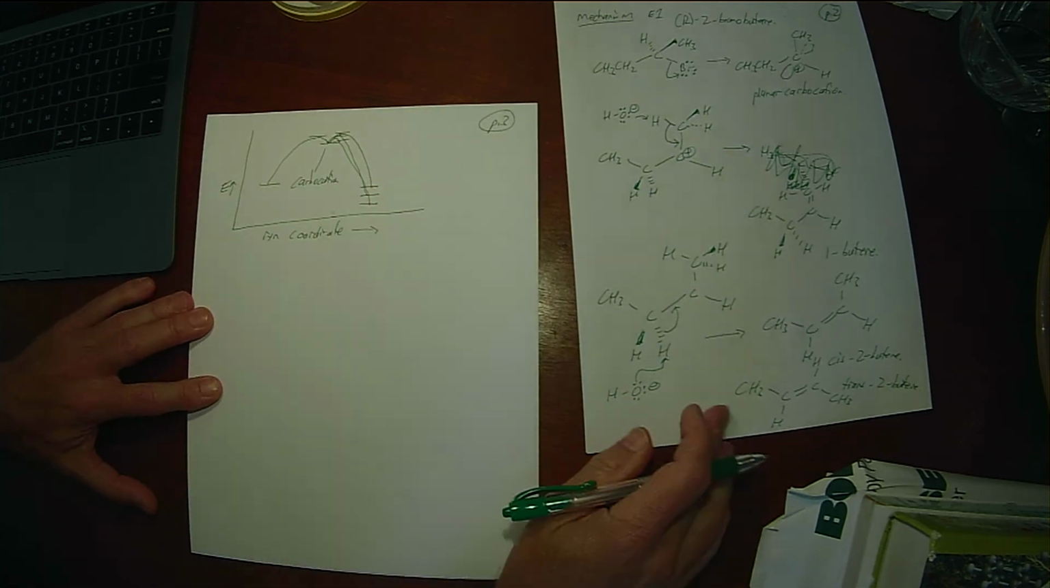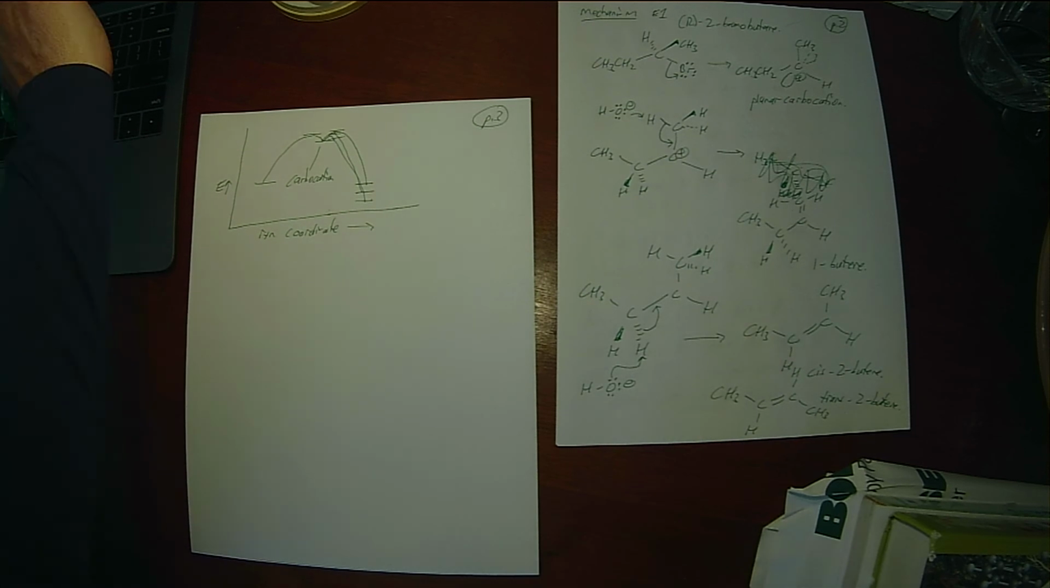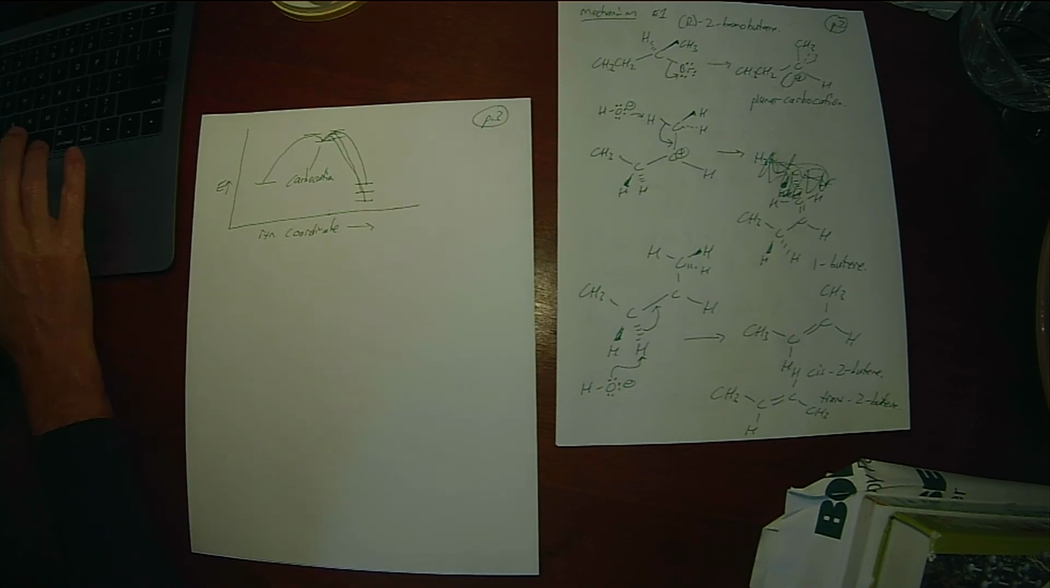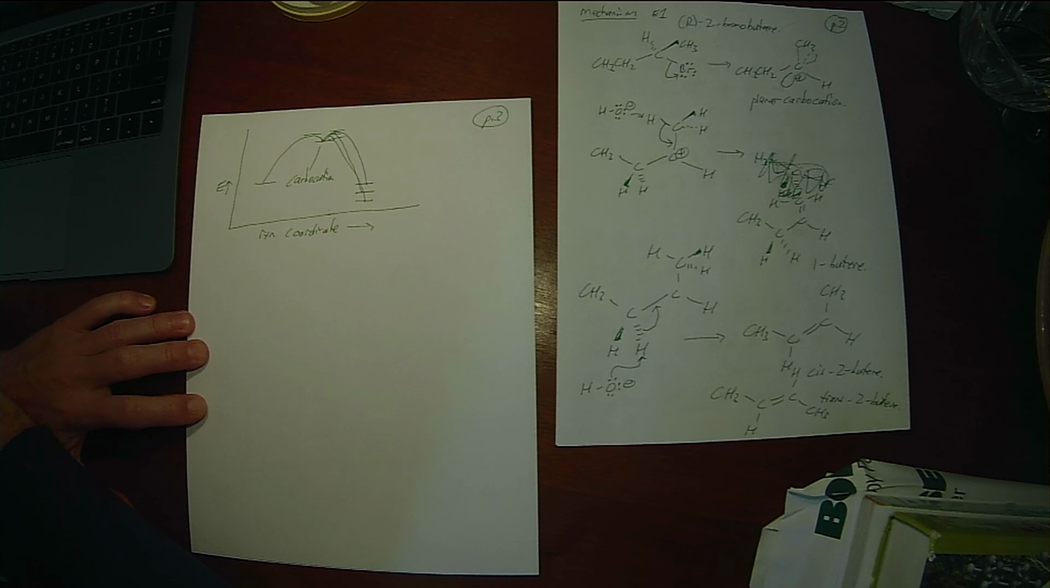So which of the products is most stable? 1-butene, cis-2-butene, or trans-2-butene? What order should I put these in? Would cis be the most stable? The cis is the most stable. So why?